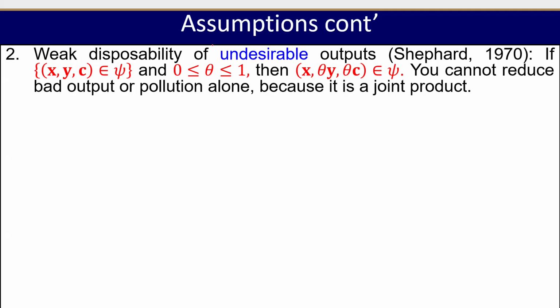So why are we introducing this weak disposability? That's why it's weak. It's weak because it's joint. We're telling them, Siamese twins. You can't cut off one without hurting the other.